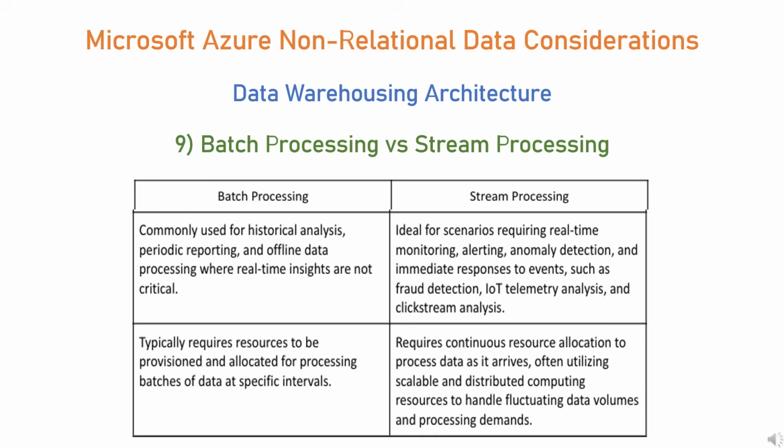Batch processing typically requires resources to be provisioned and allocated for processing batches of data at specific intervals. Stream processing requires continuous resource allocation to process data as it arrives, often utilizing scalable and distributed computing resources to handle fluctuating data volumes and processing demands.